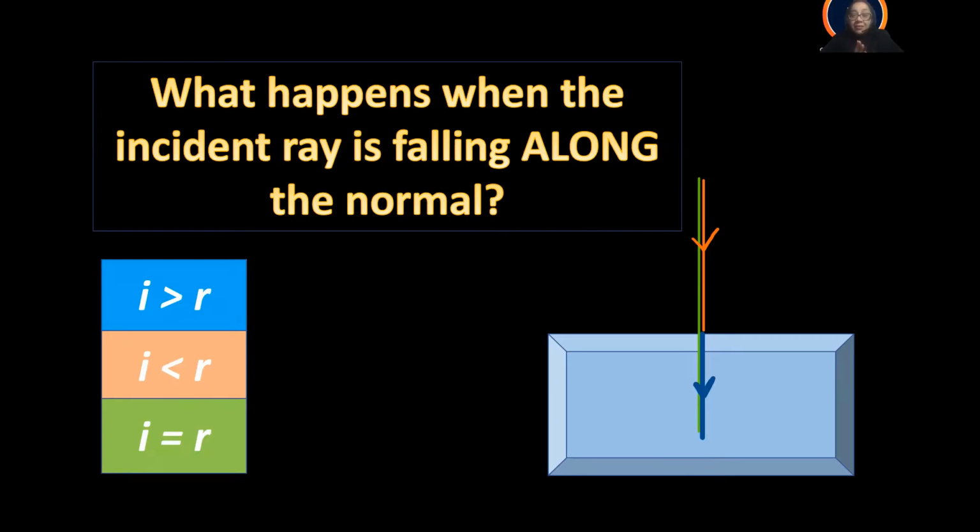So when the incident ray is striking perpendicularly along the normal, what is the relationship between the angle of incidence and the angle of refraction? I'm sure that you have answered it correctly. Here, the angle of incidence and the angle of refraction will be equal. And what is the value? It is 0. And here, both the normal and the incident ray are overlapping with each other, and hence the value will be 0. The same is the case for the refracted angle. So, those who have answered it correctly, well done.